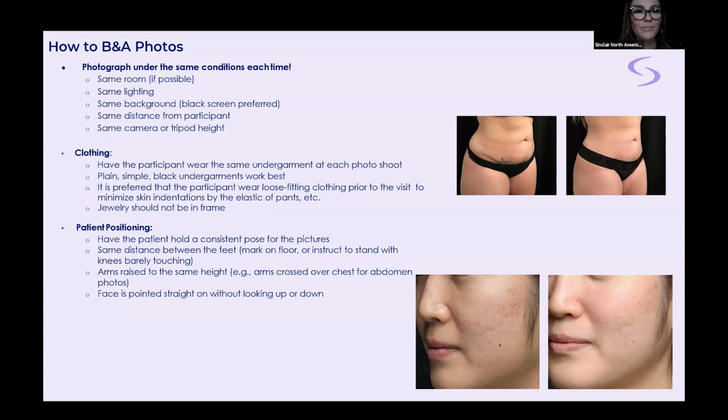Okay, patient holds a consistent pose for the photos. Okay, I'll try to think of other things. So you can see that in the abdomen photo, there's no arms in the way. So you want arms out of the way. The best thing to do is just have them hold a genie pose, just like this, and then deep breath in and then out, and then you'll snap the photo.